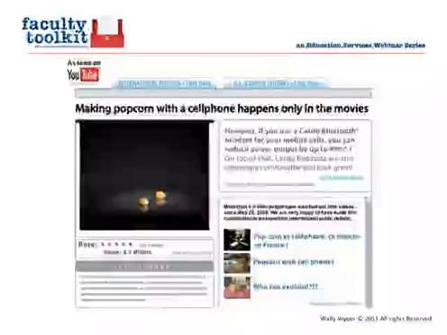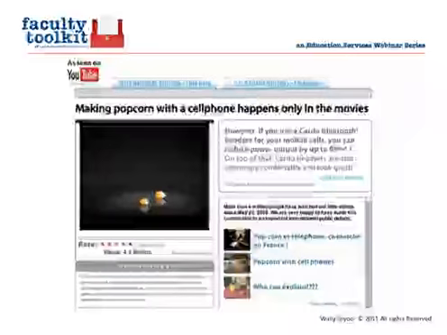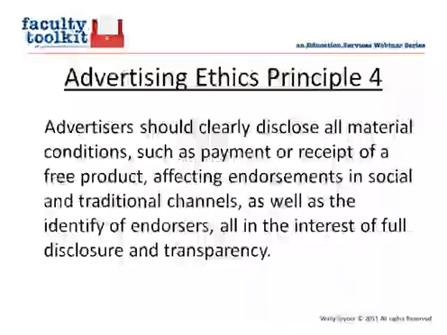Now, the explosion of word-of-mouth marketing and blogging about commercial products and services creates special concerns about the blurring of advertising and editorial content. Principle 4 deals with this ethical issue, and it provides advertisers should clearly disclose all material conditions such as payment or receipt of a free product, affecting endorsements in social and traditional channels, as well as the identity of endorsers, all in the interest of full disclosure and transparency.